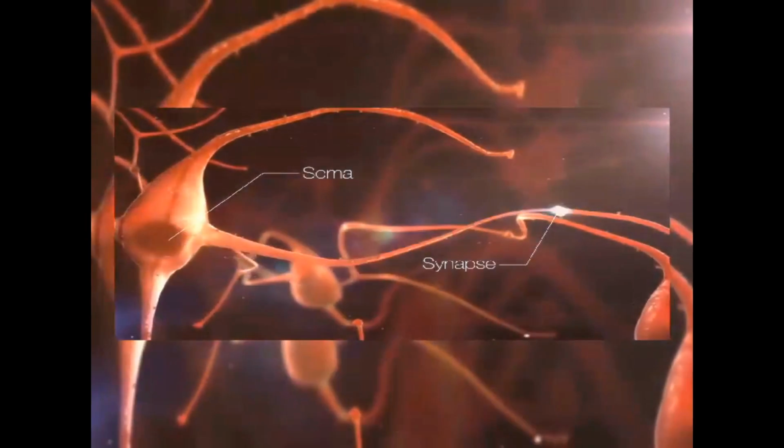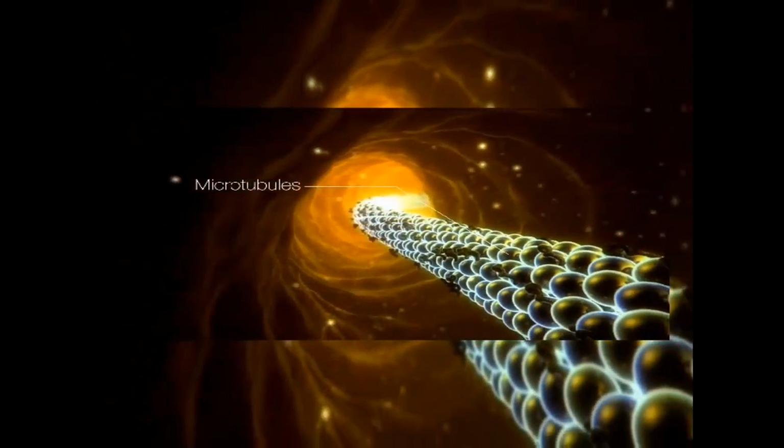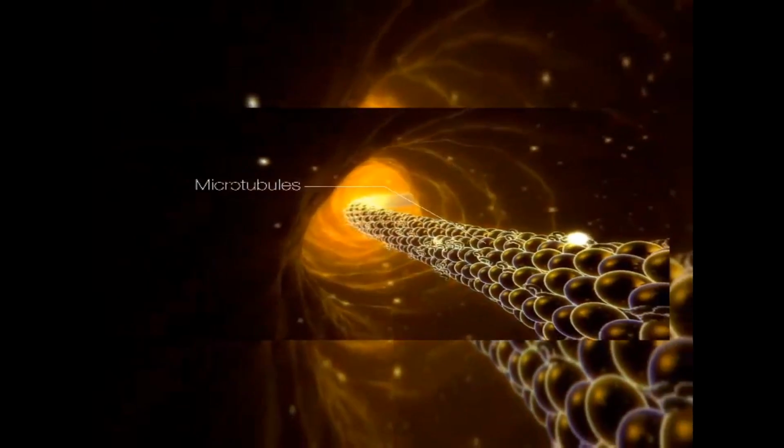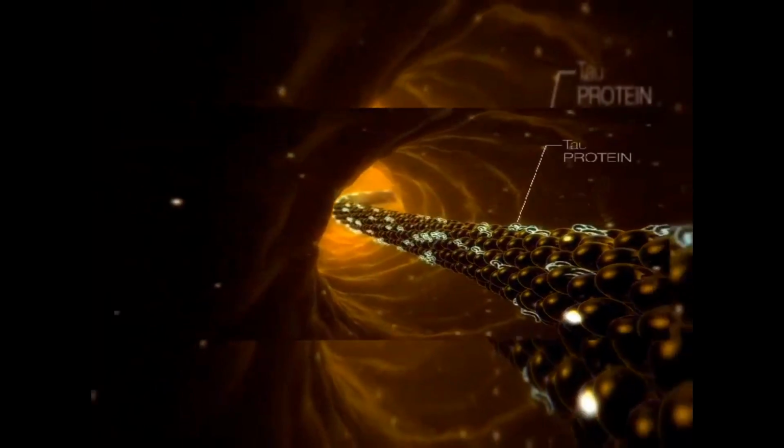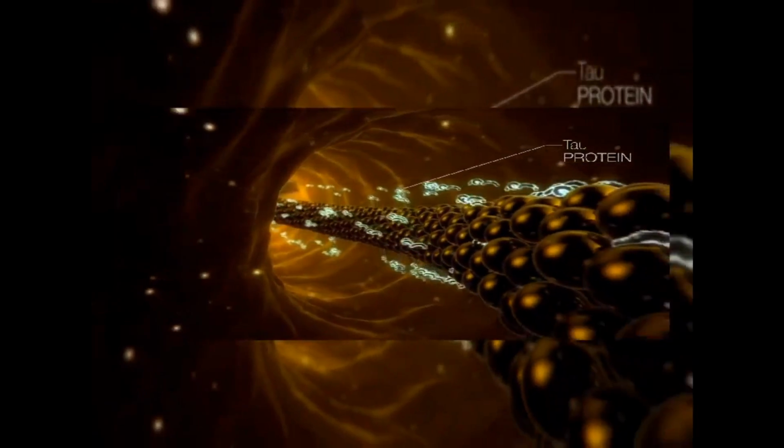When a neuron wants to transfer its signal to another neuron, it starts from the soma and transfers a signal to the synapse. The signal passes through the skeleton of the neuron, which is made of microtubules. These microtubules are stabilized and kept in place by tau proteins.